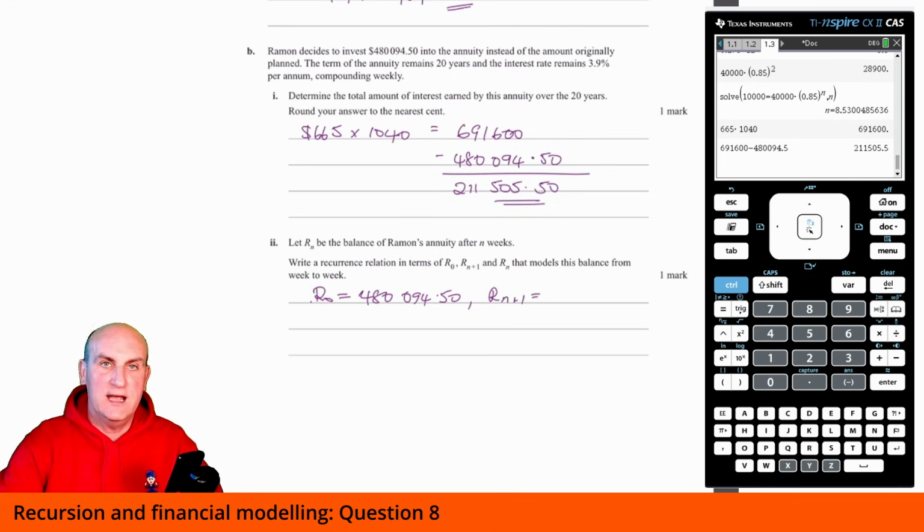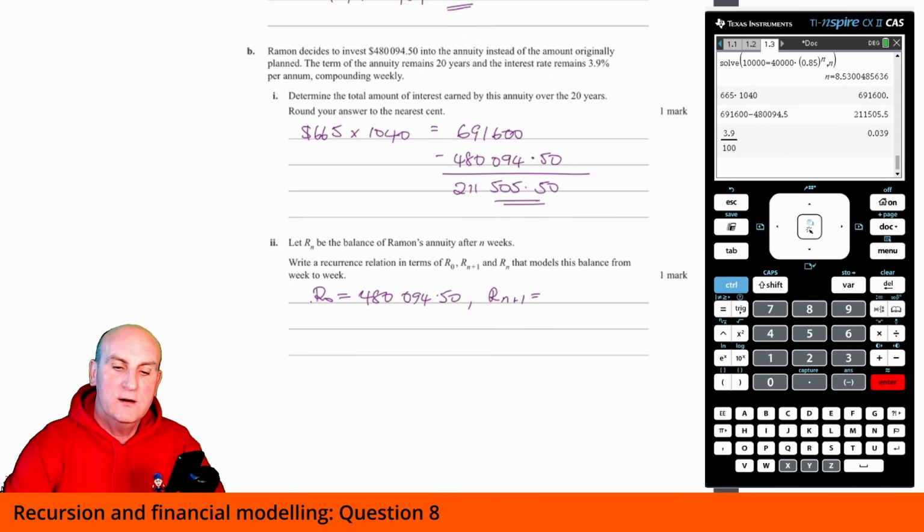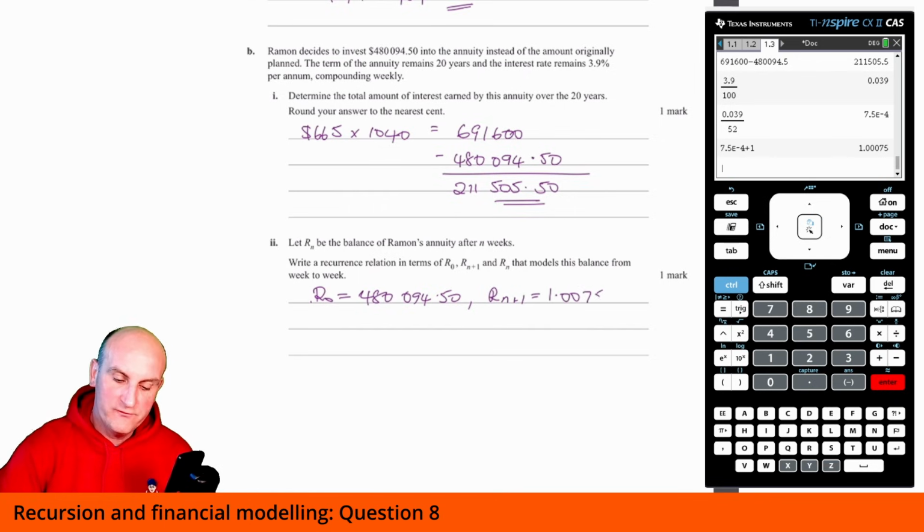So I'm going to change that 3.9. I'm going to divide it by 100. All right, then I'm going to divide that by 52. And I'm going to add on 1. Now, again, if you don't understand what that E minus 4 means, learn scientific notation. You're really going to know it. But that's going to give me 1.0075 times R of n minus $665, I think it was. Yep, 665.